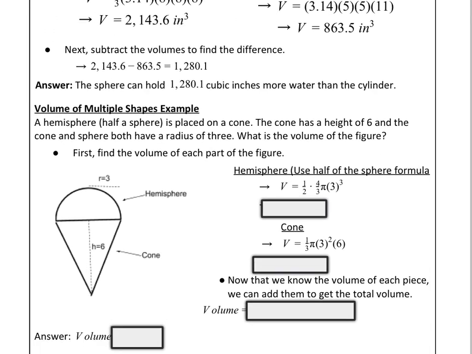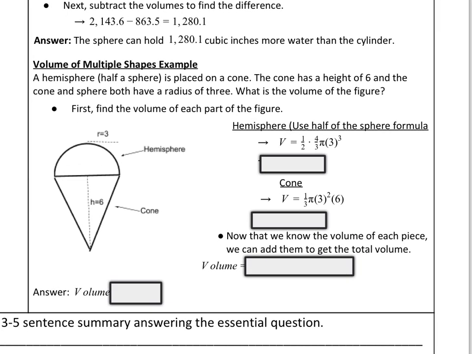All right, last section here. What happens when we have multiple shapes that combine to form an interesting shape? Let's take a look. A hemisphere, that's half a sphere, is placed on a cone. We can see that situation down here. The cone has a height of 6, and the cone and the sphere both have a radius of 3. What is the volume of the figure? So we have our cone with a hemisphere, half a sphere, on top.